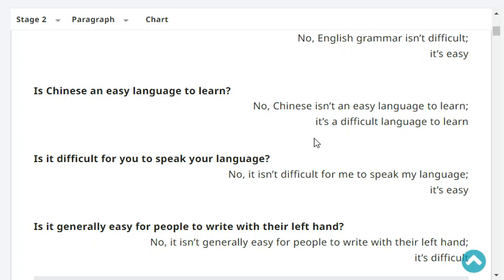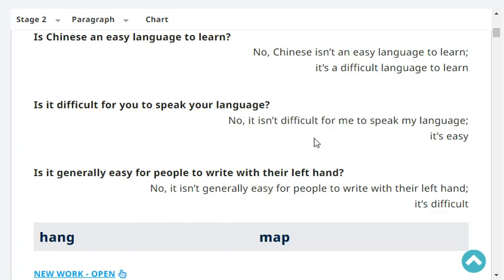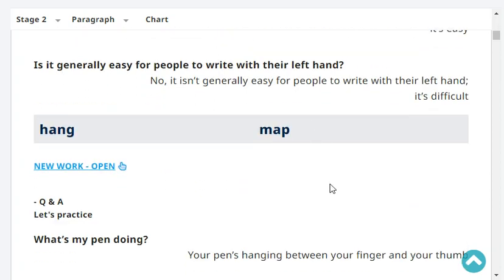Is it difficult for you to speak your language? No, it isn't difficult for me to speak my language. It's easy. Very good.